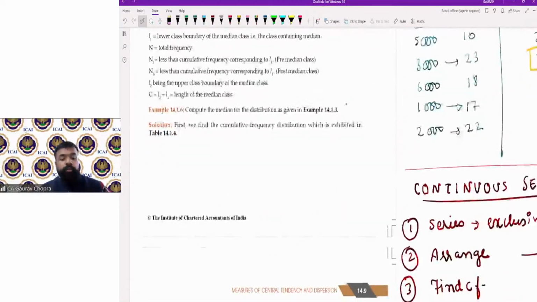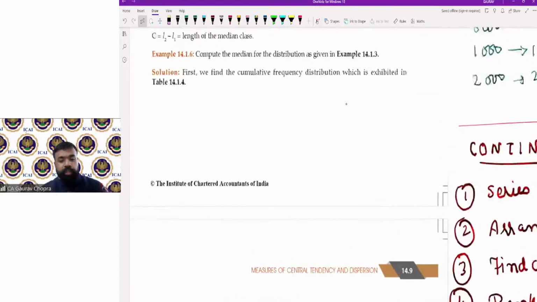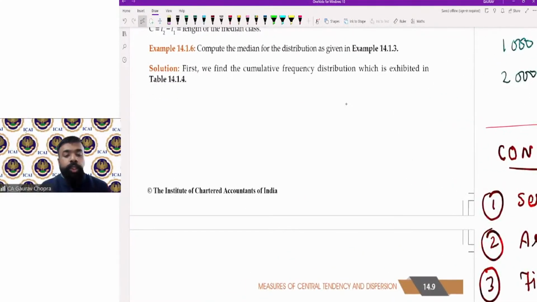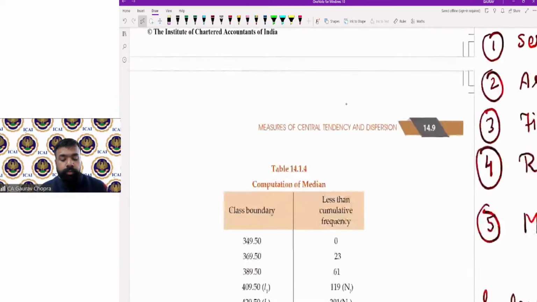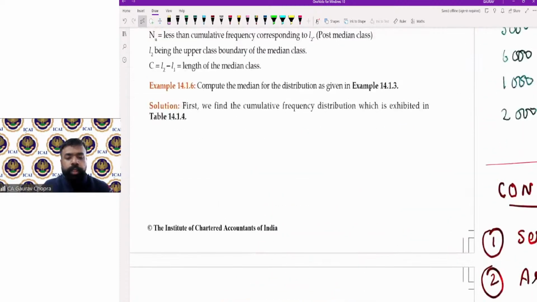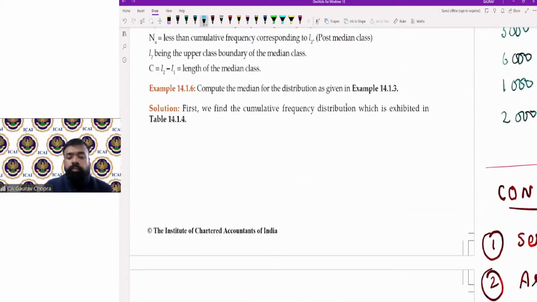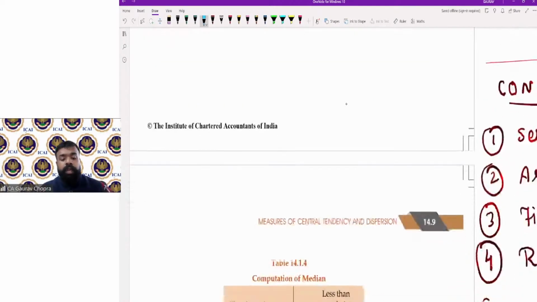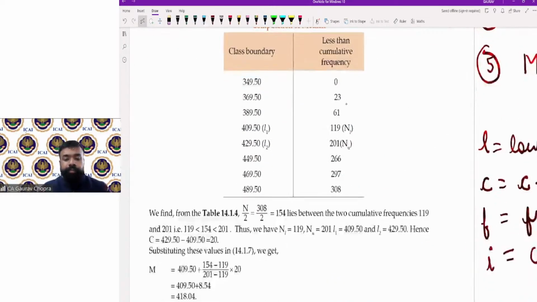Now, in case of sixth illustration, I will give you a hint. Rest you can do it yourself. Now, the question was having inclusive series. Inclusive series है तो पहले आपको क्या करना पड़ता है? Convert, and then you have to simplify in the normal way. So here, compute median from 14.1.3. So वहां से आपको टेबल लेनी है and simplify करना है.